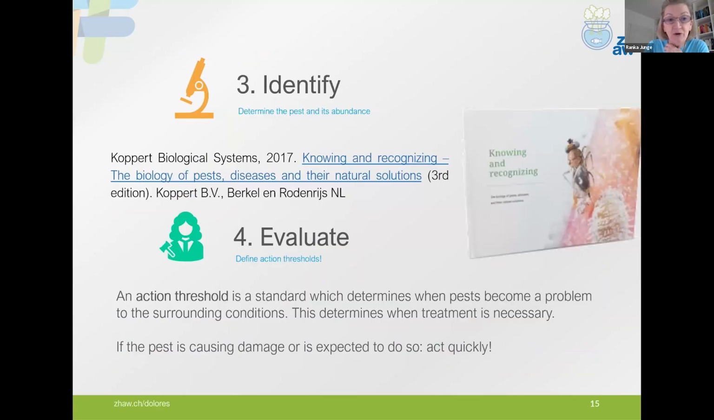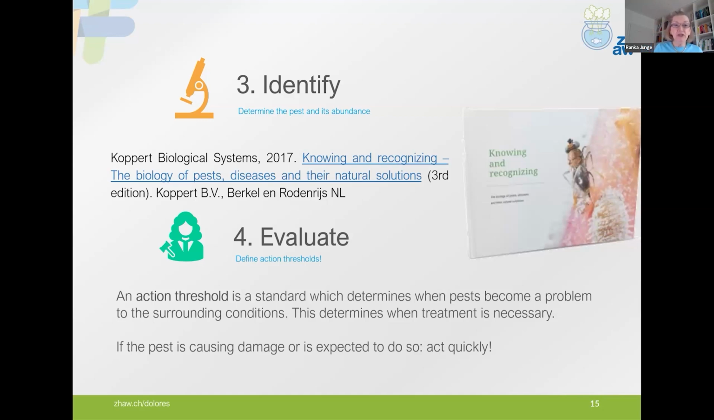And then whatever you have caught on your yellow sticky traps, you have to identify. And this is a problem by itself. So either you use some experts or you can contact perhaps Koppert in your country or BioBest in your country, and they will have experts who will come. Or a good thing would be to get yourself this book, Knowing and Recognizing the Biology of Pests and Diseases and Their Natural Solutions. It's a very good book and helps in identification of your pests.